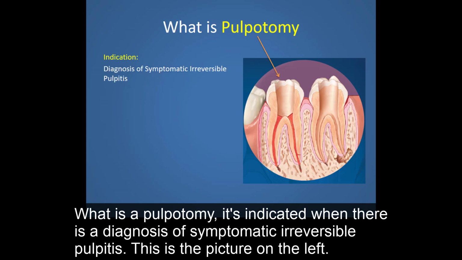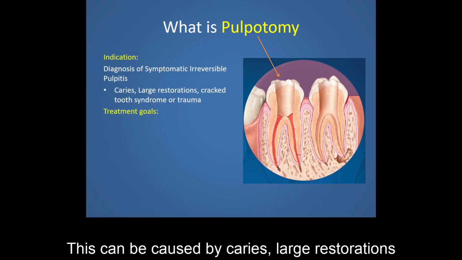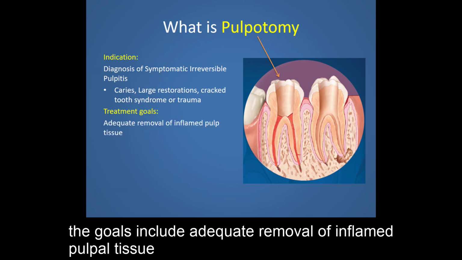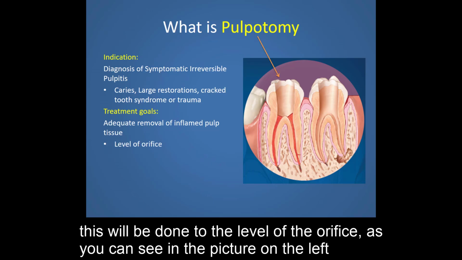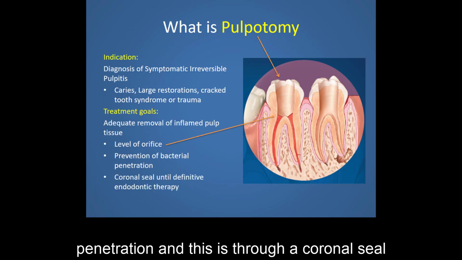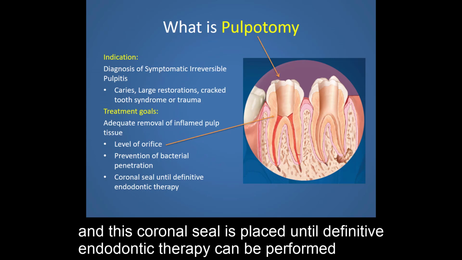What is a pulpotomy? It's indicated when there's a diagnosis of symptomatic irreversible pulpitis. This is the picture on the left. This can be caused by caries, large restorations, cracked tooth syndrome, or trauma. The goals include adequate removal of inflamed pulpal tissue. This would be done at the level of the orifice, as you can see in the picture on the left. There will be a prevention of bacterial penetration, and this is through a coronal seal. And this coronal seal is placed until definitive endodontic therapy can be performed.